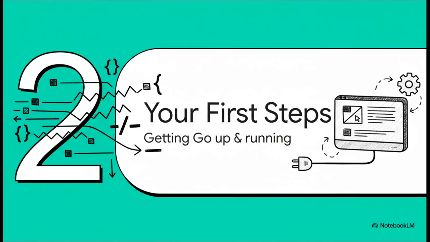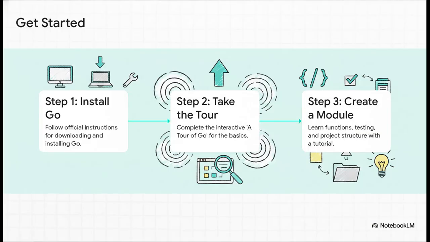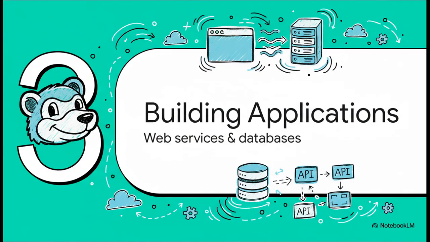Okay, section 2, your first steps. Enough talk, right? Let's get you set up and actually writing some code. And honestly, the official docs make this incredibly simple. It's just 3 steps. First, install it. There are super clear guides for Windows, macOS, and Linux. Then you take the official tour, which is, by the way, a fantastic interactive way to get the basics down. And finally, you create your first module, which walks you through functions, testing, and the core way you structure a Go project.